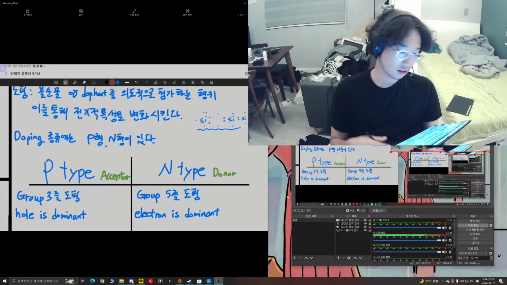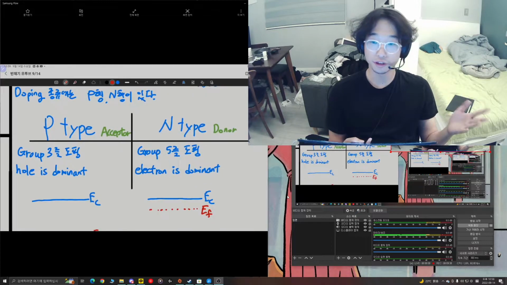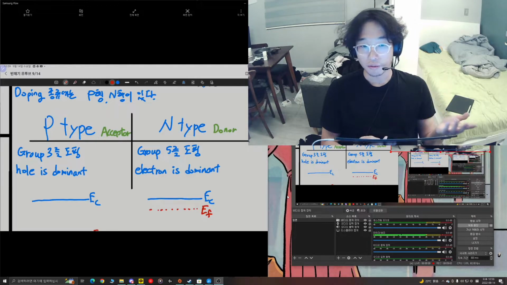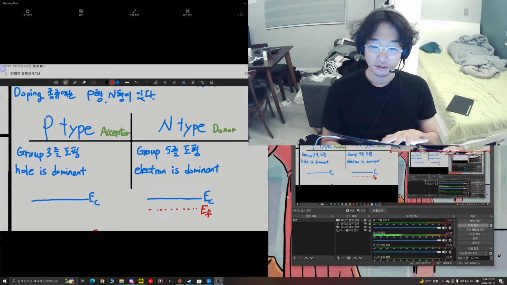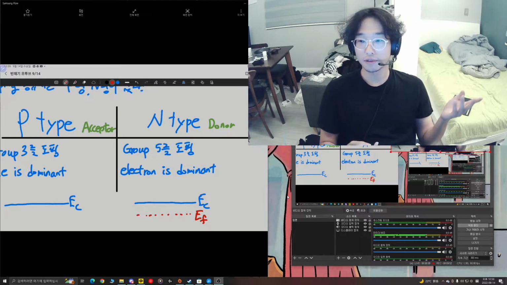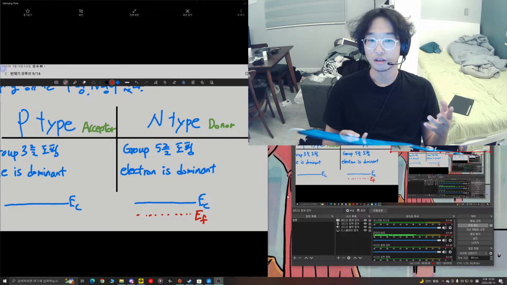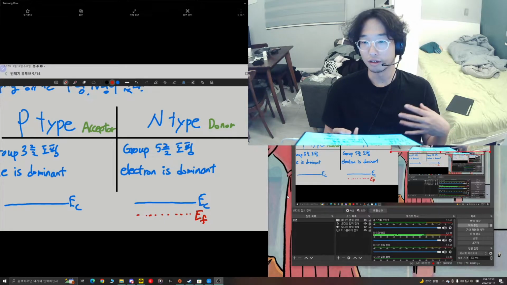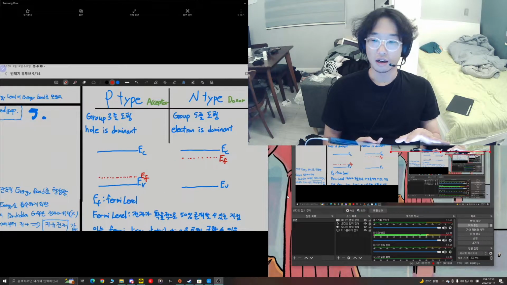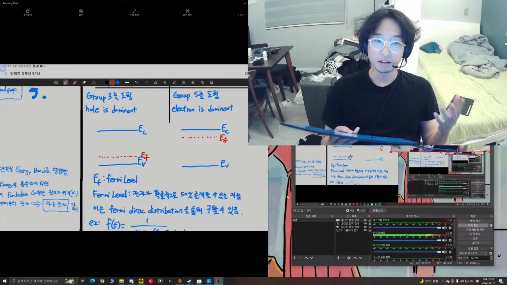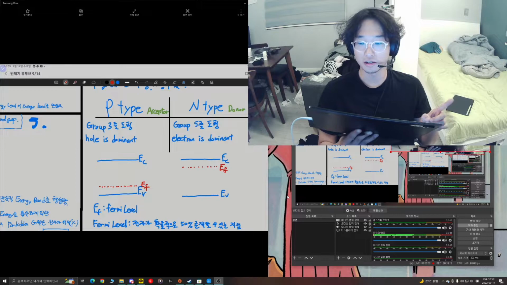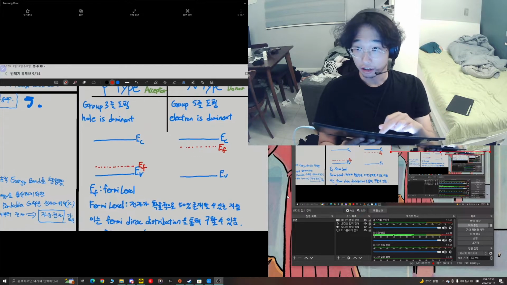So if we dope group 3, then we call it p-type semiconductor, and if we dope group 5, then we call it n-type semiconductor. Also, n-type semiconductor can be called donor, and p-type semiconductor can be called acceptor. P-type semiconductor is when the hole is dominant, and electron is dominant in n-type semiconductor.